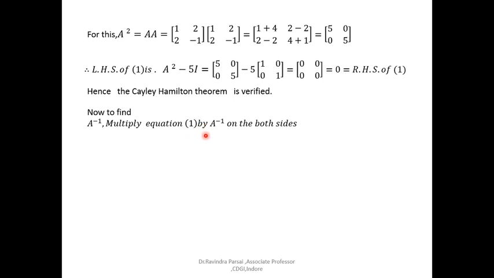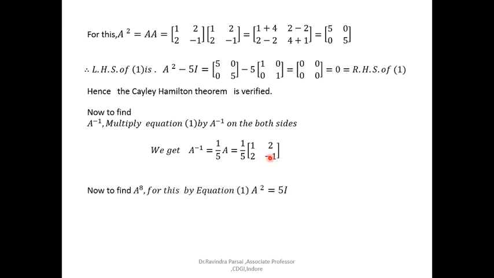Multiply equation 1 by the inverse on both sides. You get A raised to minus 1 equal to 1 by 5 times A, that is 1 by 5 of A. What do you mean by A? Just putting this, you will get this first answer. Now you will find the next answer.